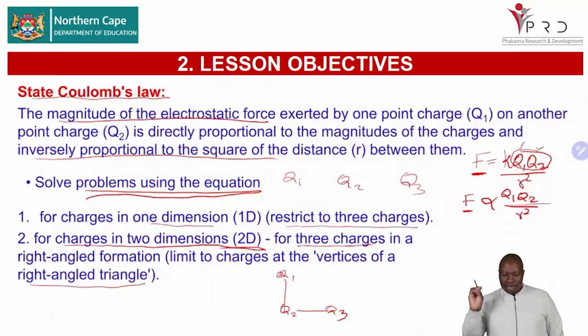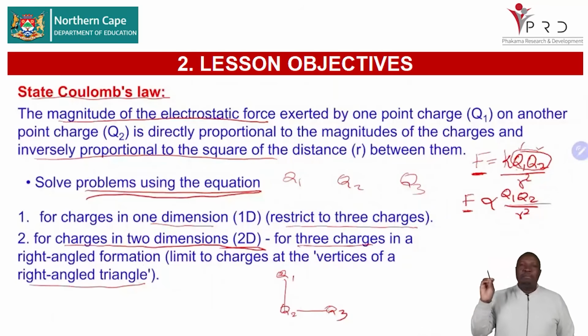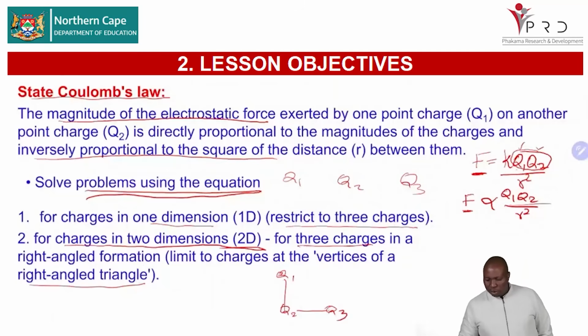The first one being charges in one dimension with a maximum of 3 charges. The second one being charges in 2 dimensions, and then we're still restricted to only 3 charges. So we won't have more than 3 charges. So those are the first objectives that we're going to achieve for today.